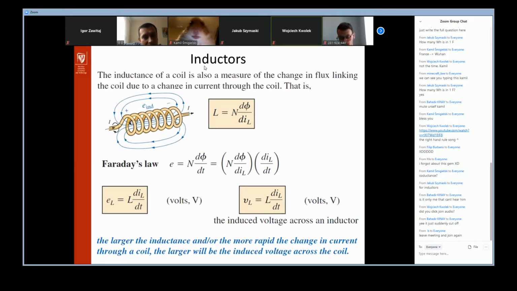What does it mean? If the current is increasing, in fact, the coil limits the current. It wants to go up. However, due to the induced voltage across the coil, this current is stopped a little bit.